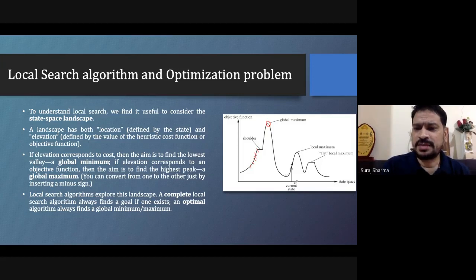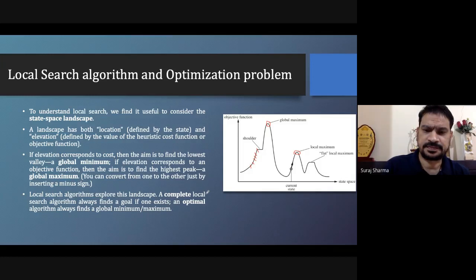Local maxima means, if I am in the current state, this is my current state. If I reach that particular peak, actually that peak looks like the solution, but it is not the solution. The solution is this. That's why this peak is called local maxima. And this particular part is called flat, which is again part of local maxima. We'll see it further.